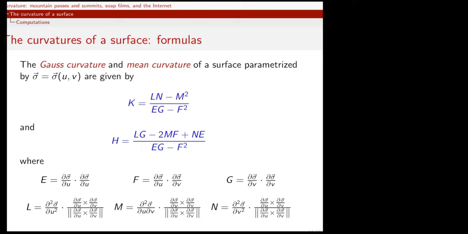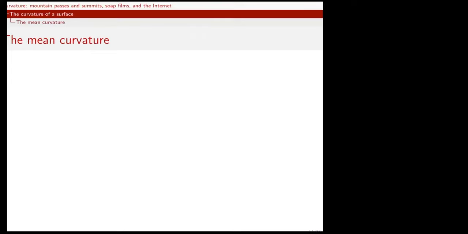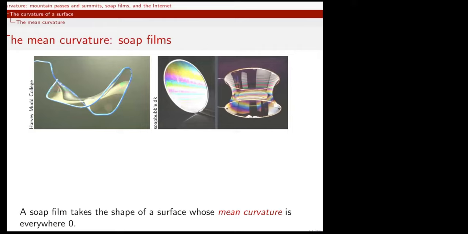Now, if you do physics or whatever, why should you care? In particular, I have this mean curvature and this Gauss curvature. Let's take the mean curvature, which, if you remember, was the sum of the maximum and minimum divided by two. Well, that comes up in a very simple physical question, which is the following. Let's take a piece of wire like this. This is a completely random piece of wire. And you dip it in soapy water. And then you get a soap film going around it. And of course, if you blow, you get bubbles. You've done that before.